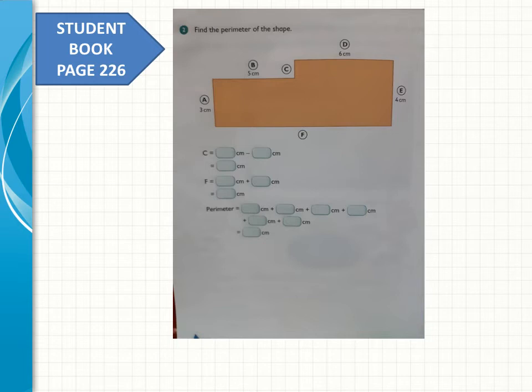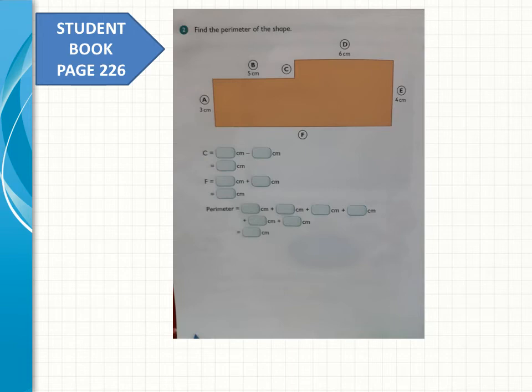Now let's find side C. Now we already know how to find the missing side, so it should be so easy. Close up the open part of the rectangle and make it a full rectangle. That's the first thing to do. Now let us find side C. Side C is going to be side E minus side A. Of course, you know the reason for that.